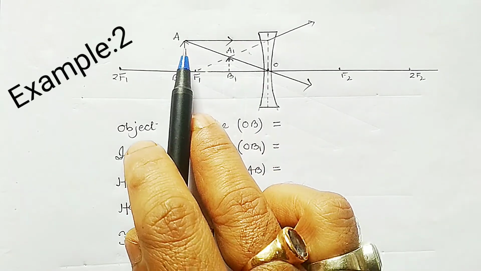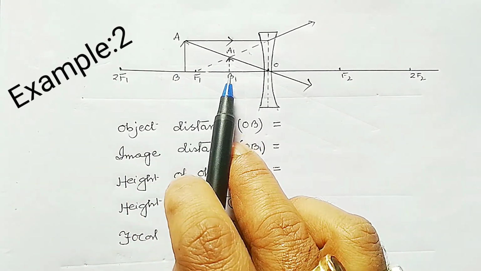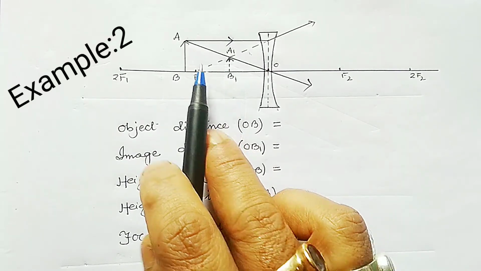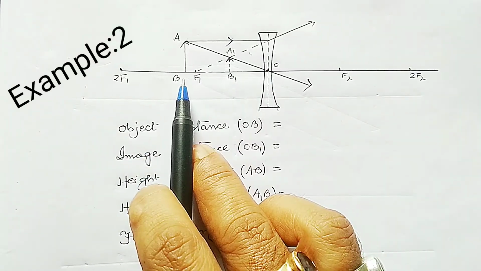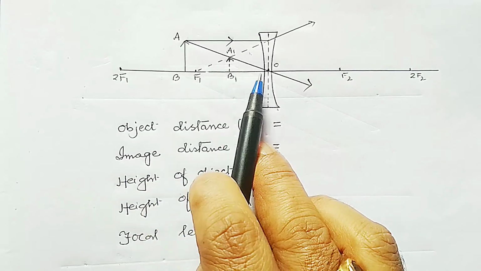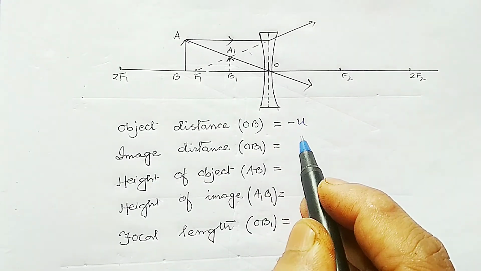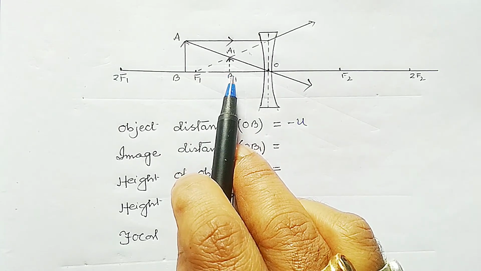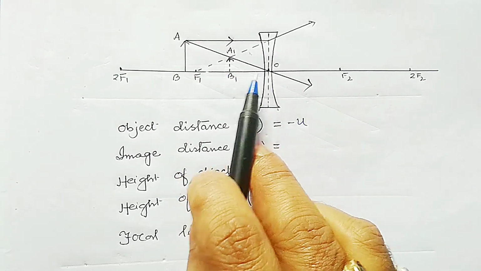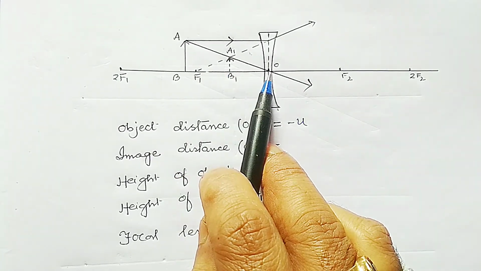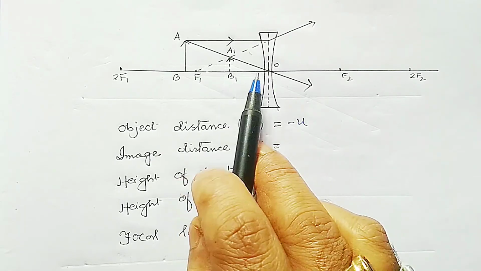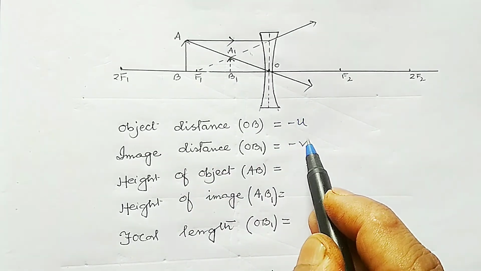In this figure, AB is the object and A1B1 is the image. So the object distance is OB. Since it is on the left hand side of the optical center, it will be considered negative, so it will be minus U. Here the image is A1B1, so the image distance is OB1. Since it is on the left hand side of the optical center, it will be taken as negative.